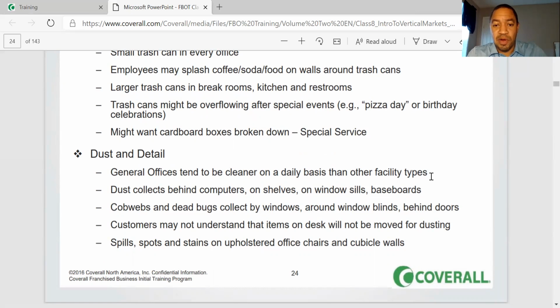Spills, spots and stains on the upholstery, office chairs, and cubicle walls can be something that may need to be addressed.